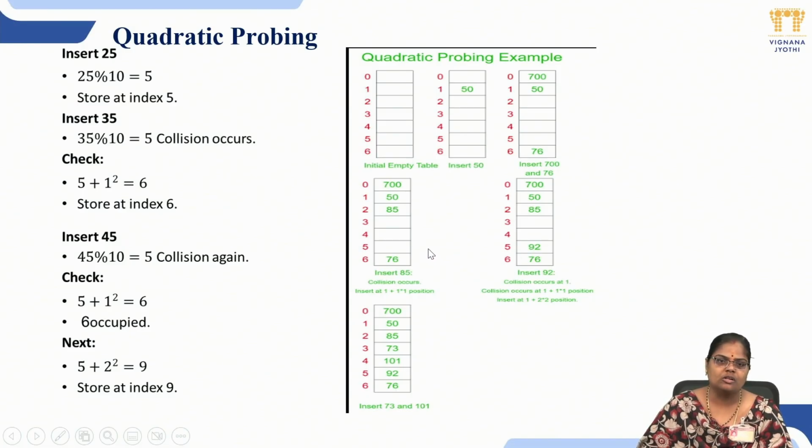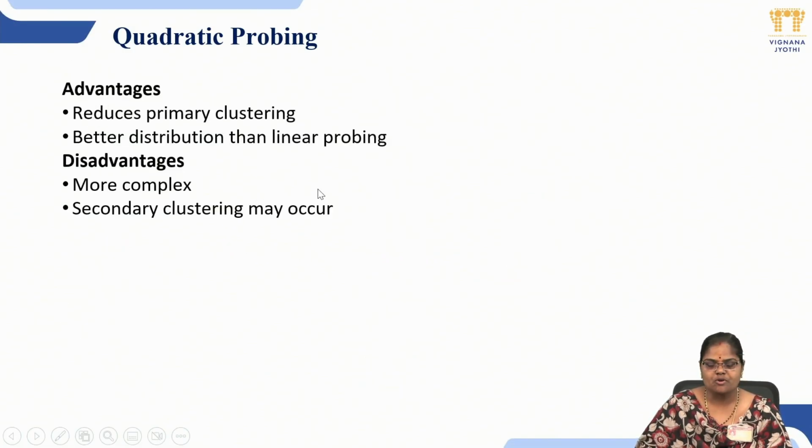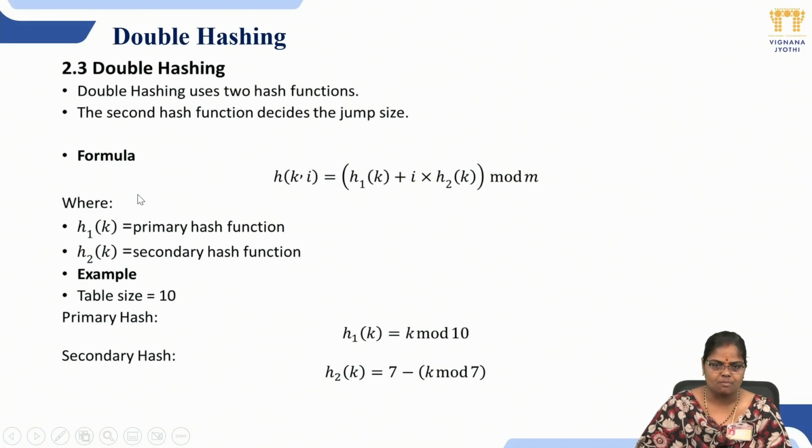Similarly, we store all the keys using quadratic probing. The advantages of quadratic probing are that it reduces primary clustering and gives better distribution than linear probing, but the disadvantage is that secondary clusters will form in quadratic probing, and it is more complex since we are doing the squaring operation.